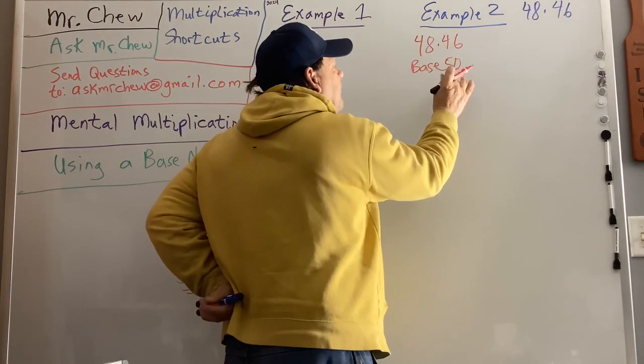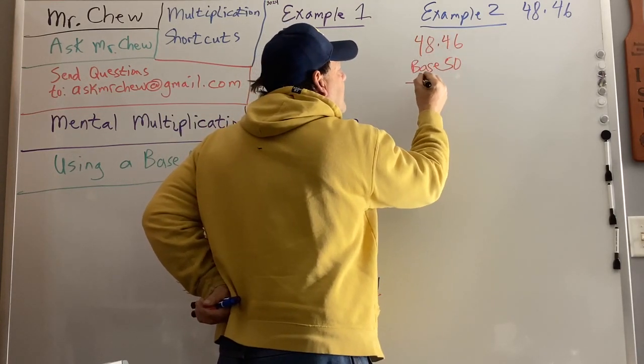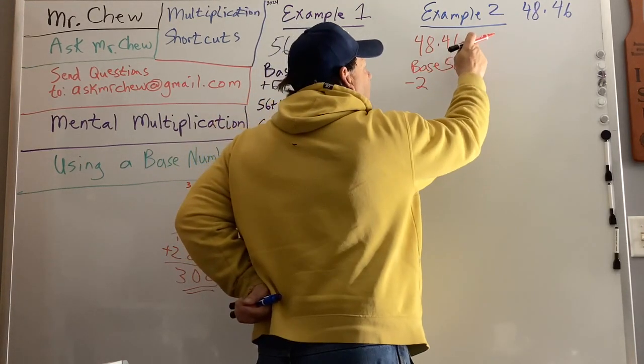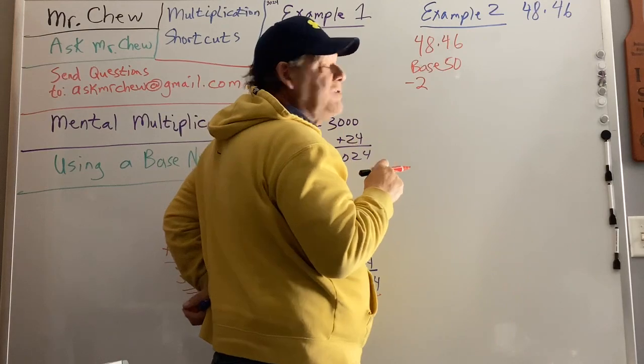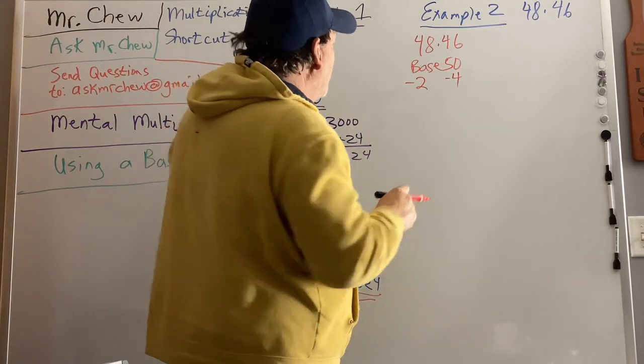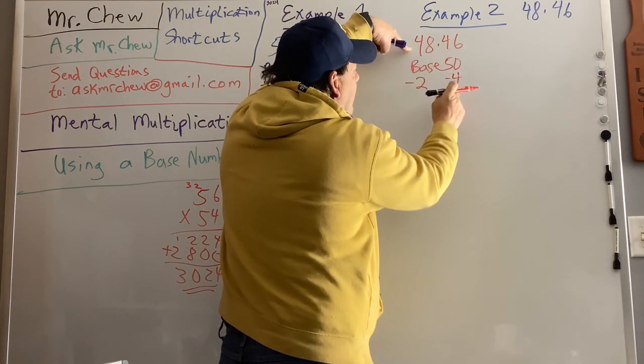So if I go to 50, 48 is smaller. How much smaller? -2. 46 is smaller than 50. How much smaller? 4. So we put a -4 here. So you remember what we do? We do our 48 plus -4.